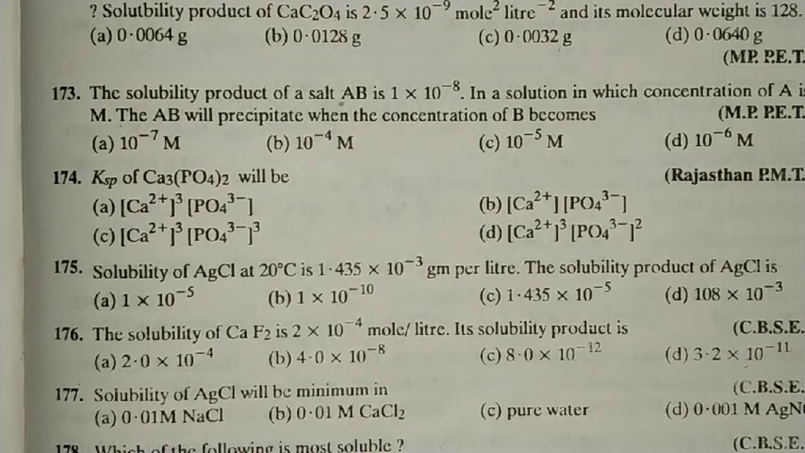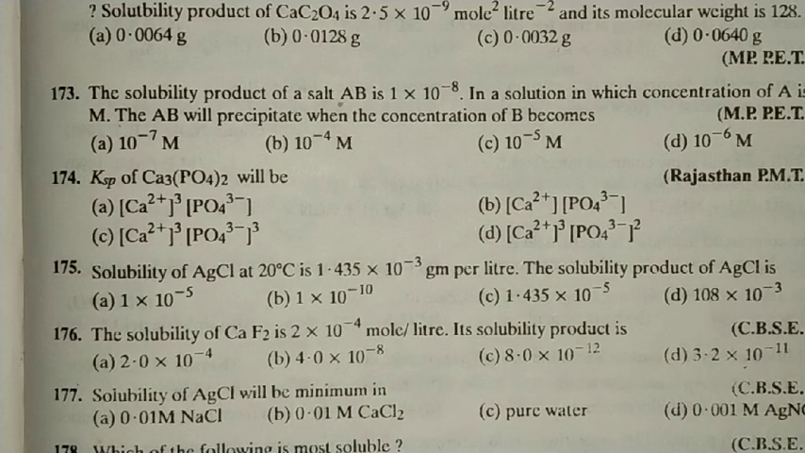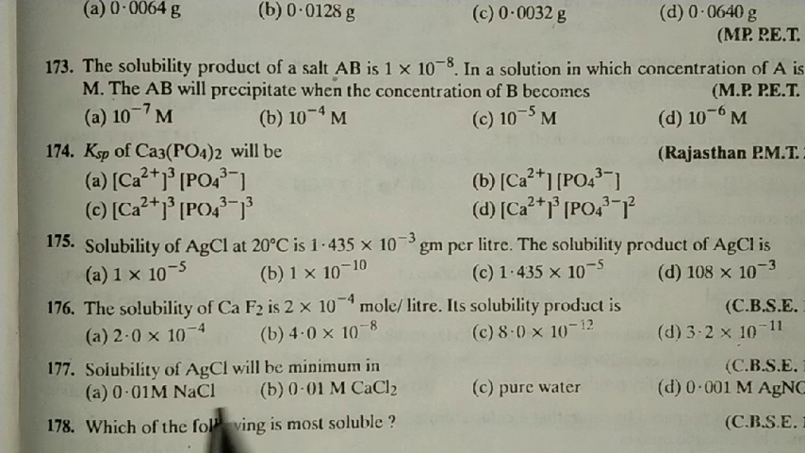And 177, see there, a small logic question based on the common ion effect. The solubility of AgCl will be minimum in. So in case of 0.01 M NaCl, AgCl contains Cl⁻, NaCl contains Cl⁻. Similarly, CaCl2 contains Cl⁻. And AgNO3 contains Ag⁺.